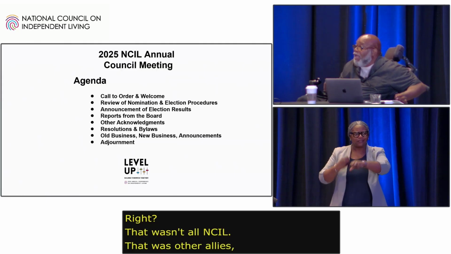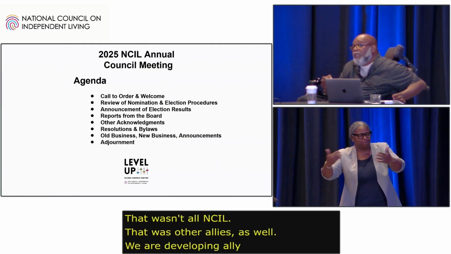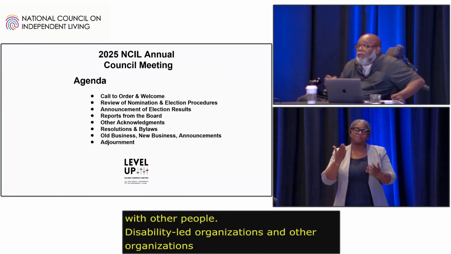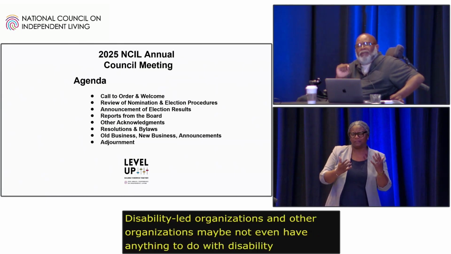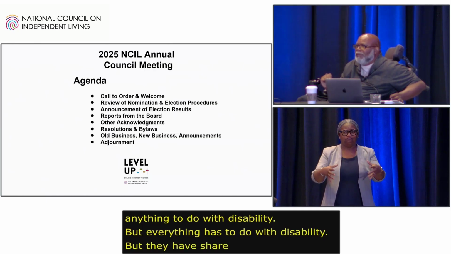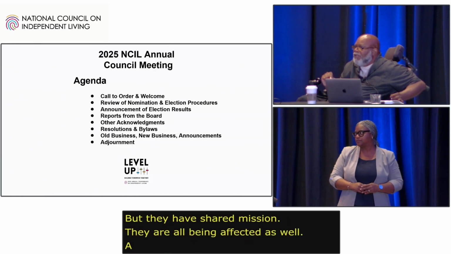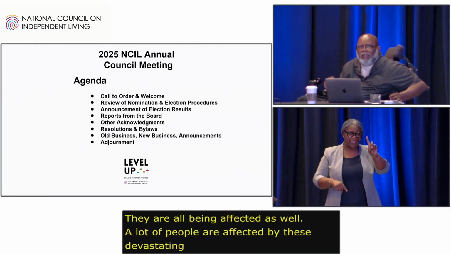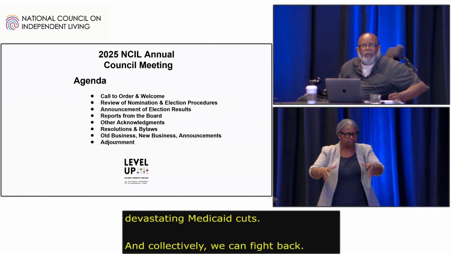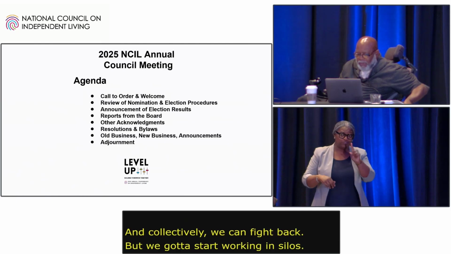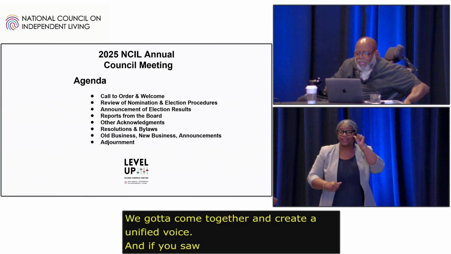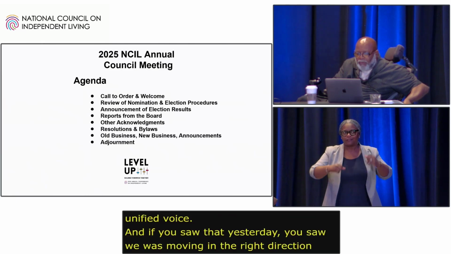We're developing ally relationships with other disability-led organizations, and other organizations that maybe don't have anything to do with disability, but everything has to do with disability. But they have a shared mission, right? They are being affected as well. A lot of people are affected by these devastating Medicaid cuts, all right? And collectively, we can fight back. But we got to stop working in silos, right? We got to come together and create a unified voice. And if you saw that yesterday, you saw we were moving in the right direction. We're going to continue to move in the right direction.